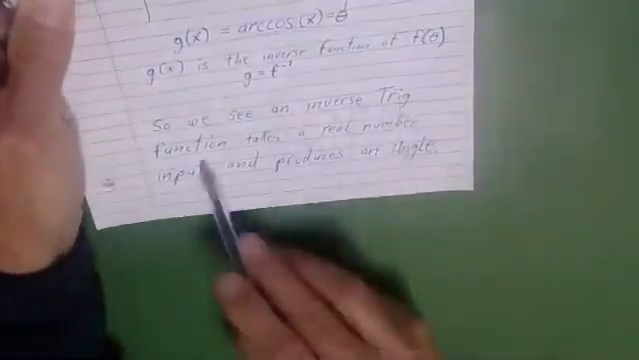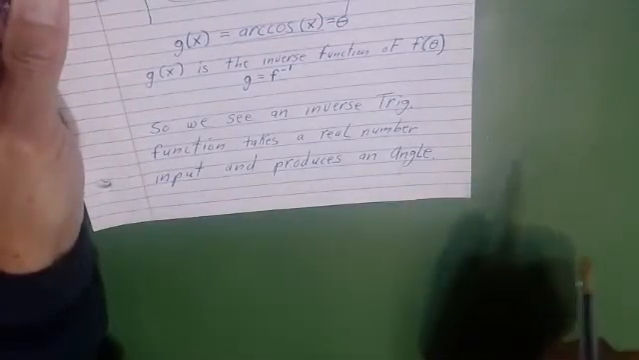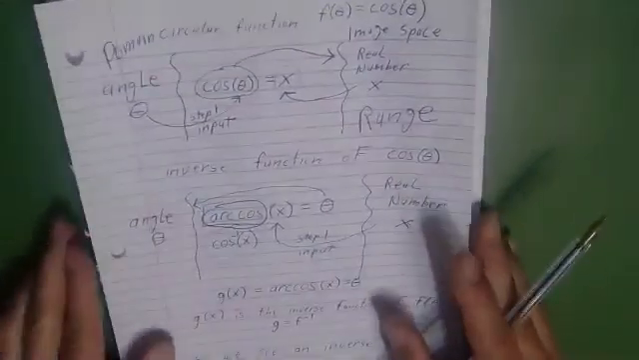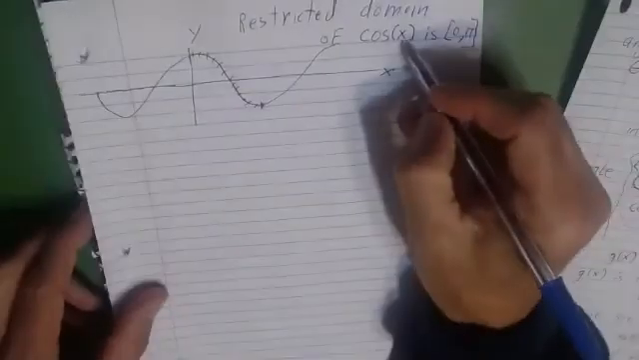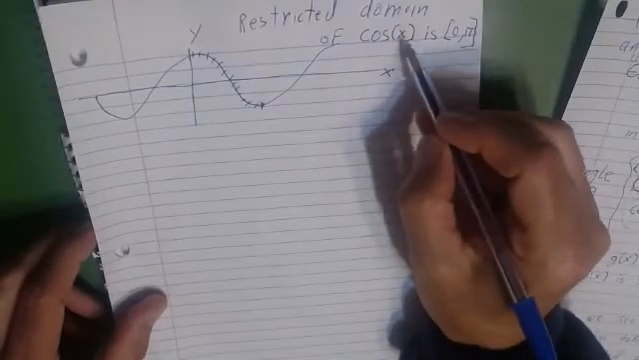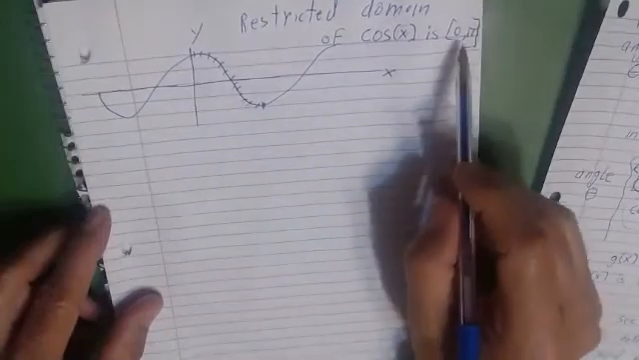Okay, so we see an inverse trig function takes a real number input and produces an angle as an output. So it's the reverse process of what a trig function does. So we've restricted the range of cosine of x here. And remember, this would be cosine of theta because this is a cosine function, so this is an angle. So theta is going from 0 to pi.